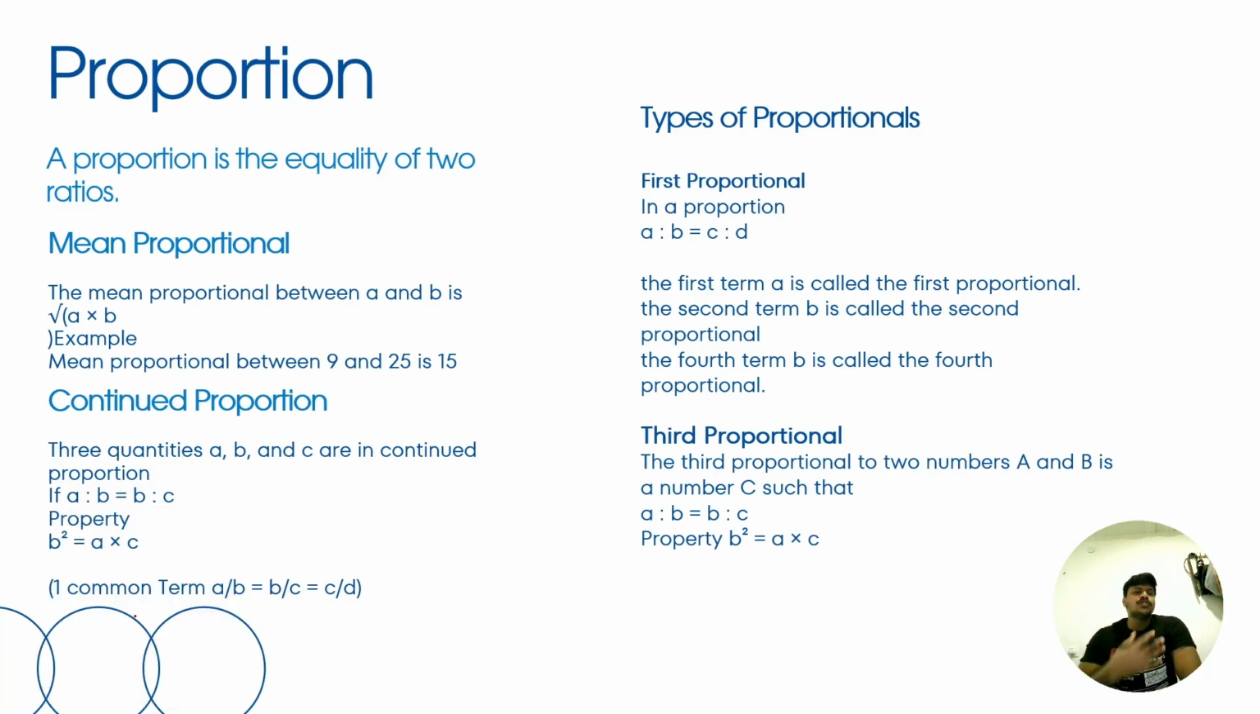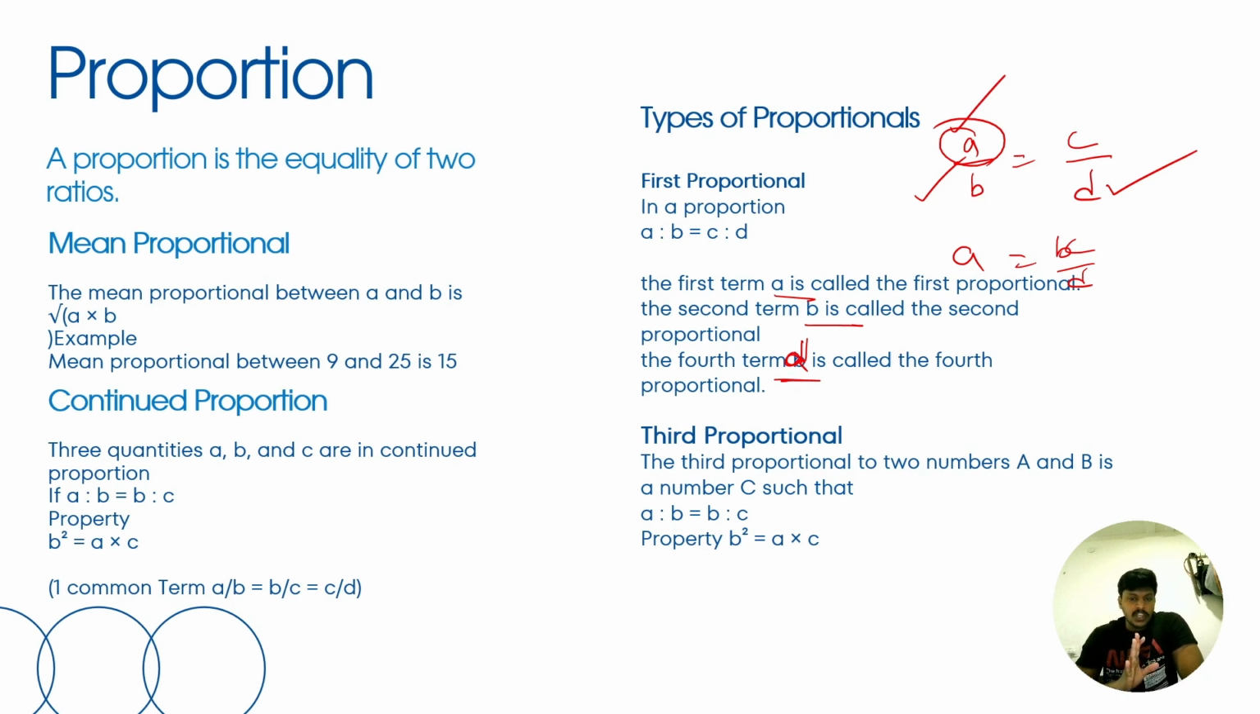Next, sometimes in the examination you will be asked to find out the first proportion, second proportion, third proportion, these kinds of things. So let us take A by B is equal to C by D. In that, A is called the first proportion, B the second proportion, and D the fourth proportion. For example, if you want to find the first proportion A, you can write A equals BC by D. Whichever he is asking, you just need to find that term. But be careful with the third proportion.